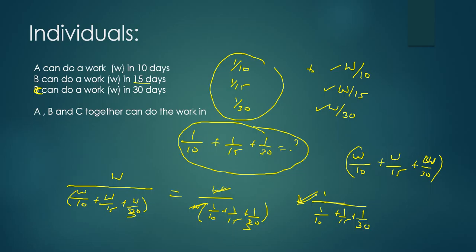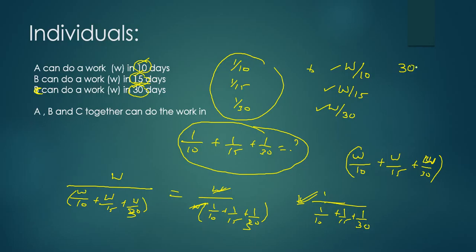To do it in a simple way, what I suggest is concentrate on the number of days that A takes, B takes and C takes. Simply take a convenient value for W, which makes our calculation simple. That convenient value is nothing but the LCM of the given days: 10, 15, 30. What is the LCM of 10, 15 and 30? Nothing but 30. Assume the total work as 30.